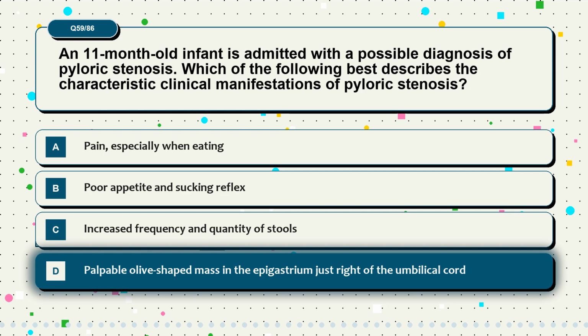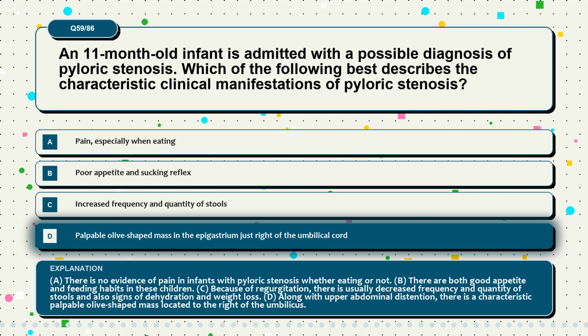The correct answer is option D. Palpable olive-shaped mass in the epigastrium just right of the umbilical cord. A. There is no evidence of pain in infants with pyloric stenosis whether eating or not. B. There are both good appetite and feeding habits in these children. C. Because of regurgitation, there is usually decreased frequency and quantity of stools and also signs of dehydration and weight loss. D. Along with upper abdominal distension, there is a characteristic palpable olive-shaped mass located to the right of the umbilicus.